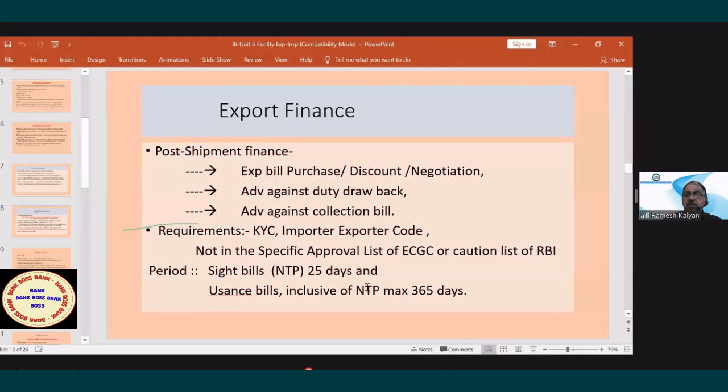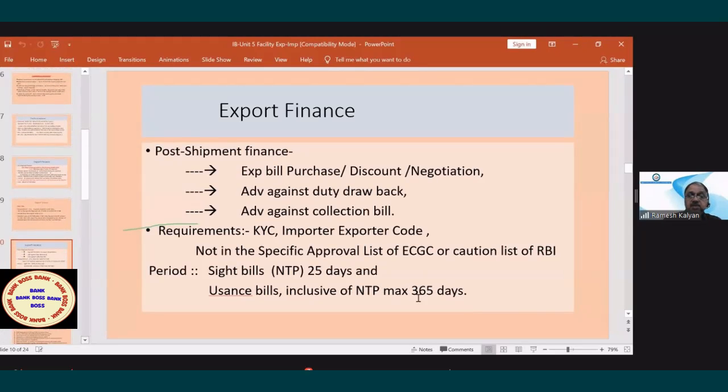For Usance bills, normal transit period plus Usance period. That is why we have written inclusive of normal transit period. Maximum 365 days. I have seen in some places it is 360. I did not go for verification. In most places it is written 365 only, so I have taken 365. In one or two places I have verified, it is seen as 360.